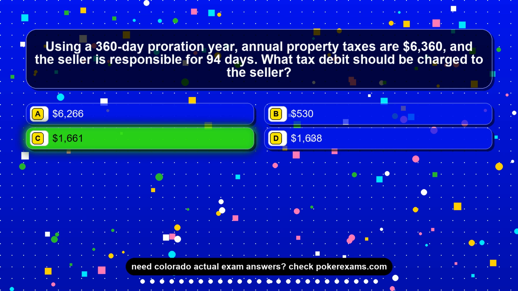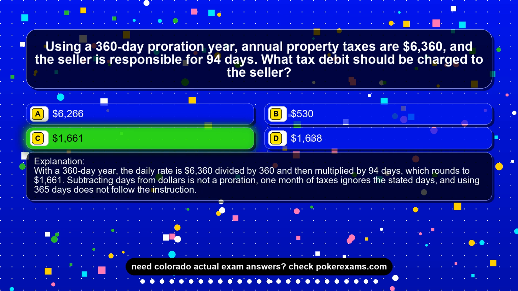The correct answer is option C, $1,661. With a 360-day year, the daily rate is $6,360 divided by 360 and then multiplied by 94 days, which rounds to $1,661. Subtracting days from dollars is not a proration. One month of taxes ignores the stated days, and using 365 days does not follow the instruction.